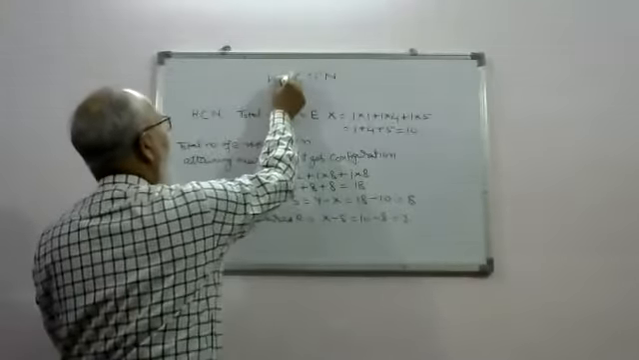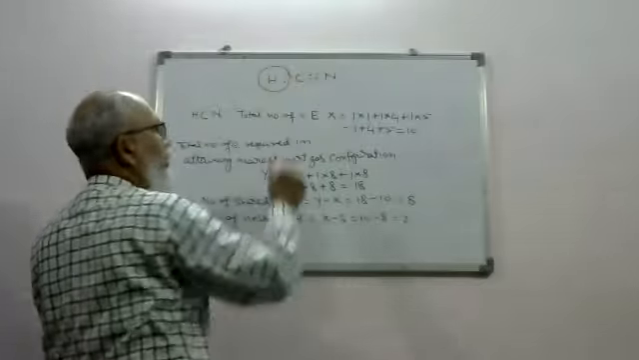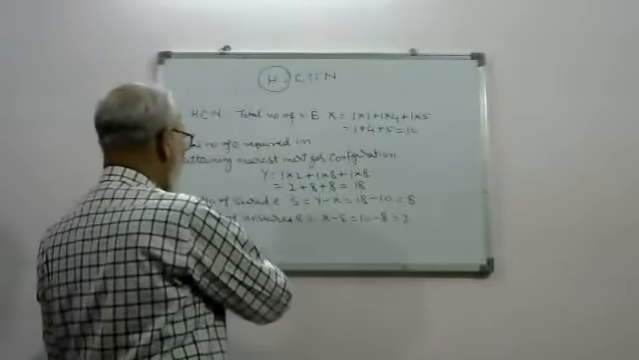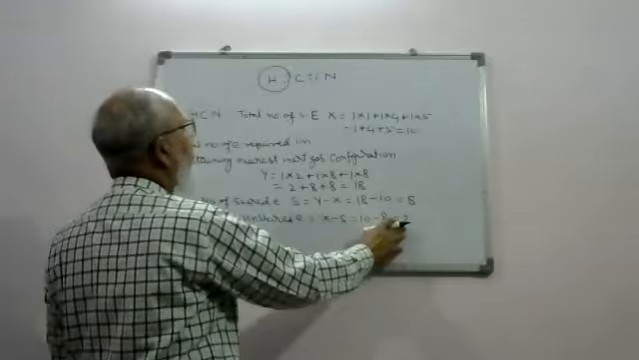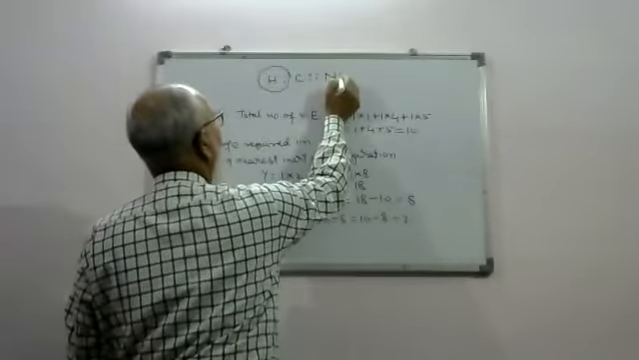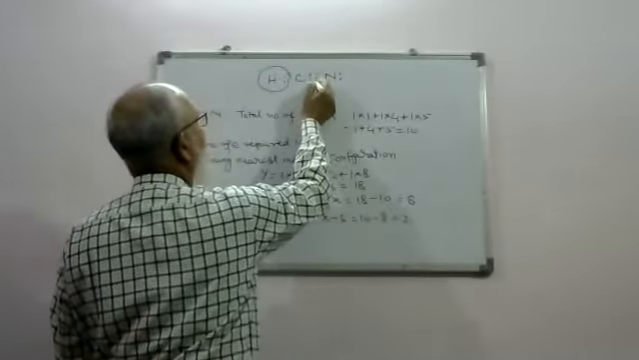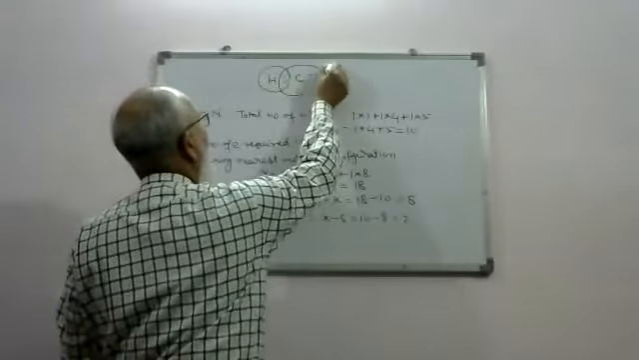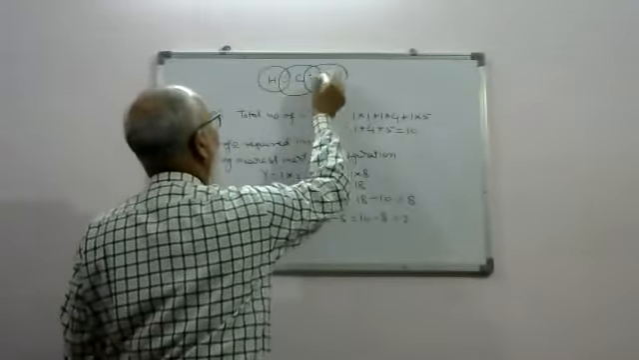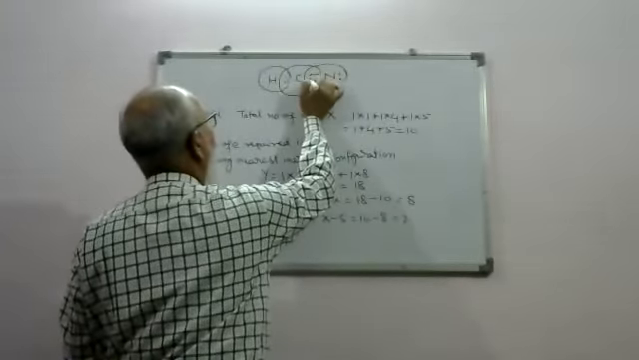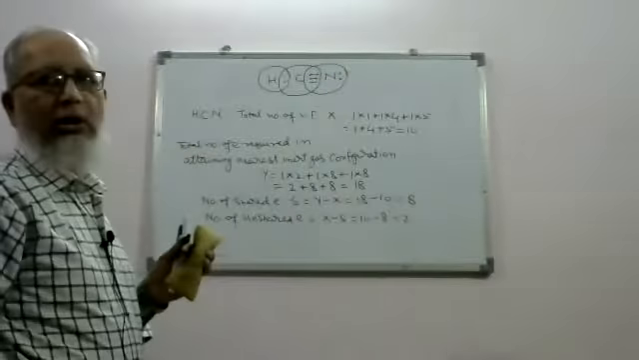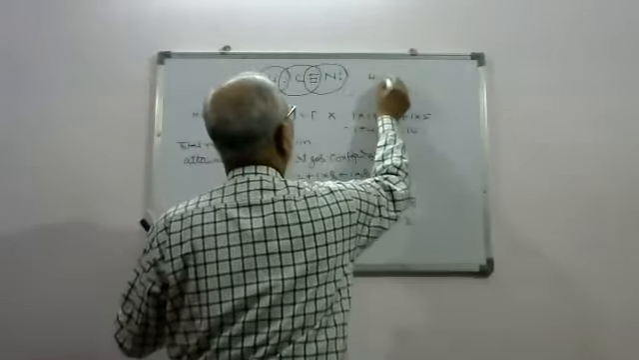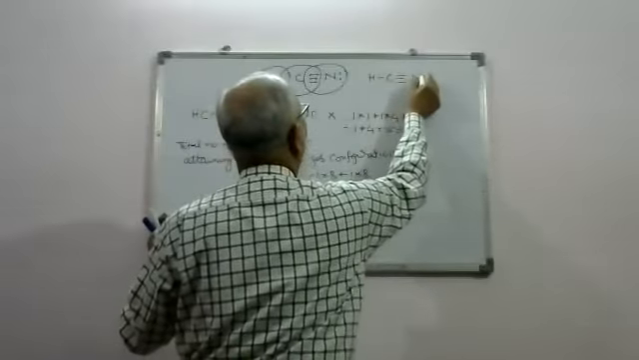Now this hydrogen has completed its duplet. It does not require any more electrons. Number of electrons unshared is equal to 2, means 1 pair. This will be with nitrogen because this carbon has already completed its octet. So this will be the Lewis dot structure. If we join it by single bonds, the dash formula for this will be H–C triple bond N.